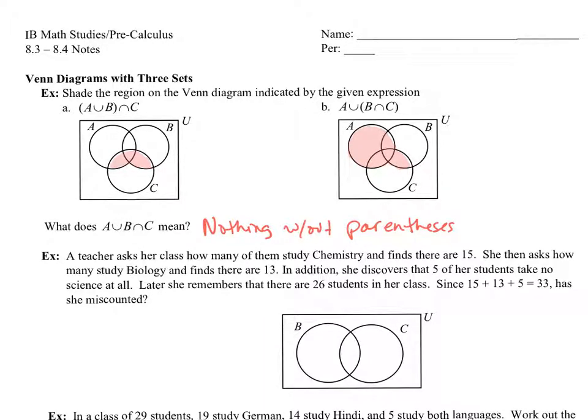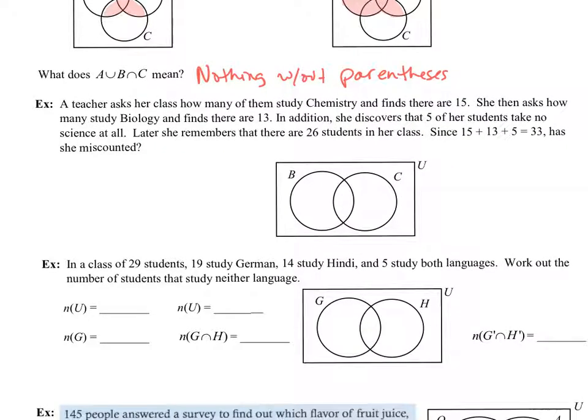All right, then let's take a look at this next example. It says that a teacher asks her class how many of them study chemistry and finds that there are 15 that study chemistry. She then asks how many study biology and finds that there are 13 that take biology. In addition, she discovers that 5 of her students take no science at all. So later she remembers that she has 26 students in her class, but if she adds the 15 chemistry students and the 13 biology students and the 5 students that take nothing, that totals 33. So she wonders if she has miscounted.